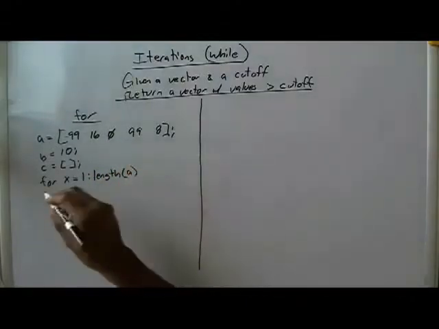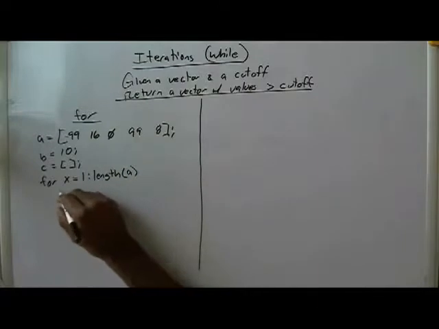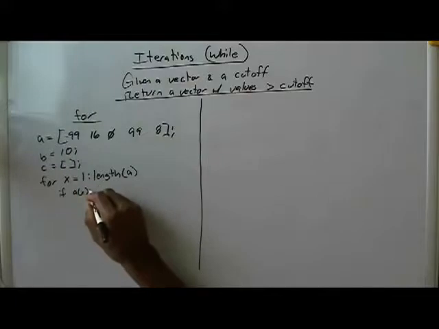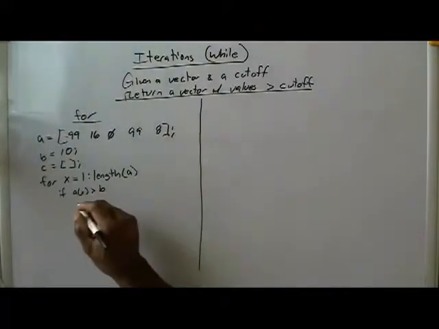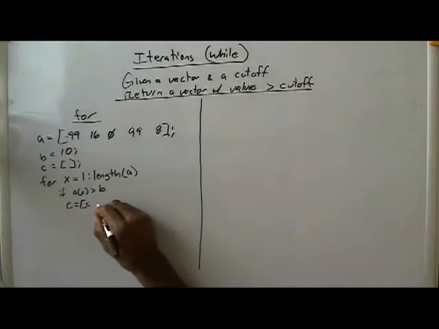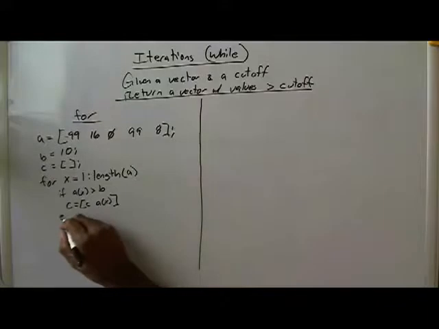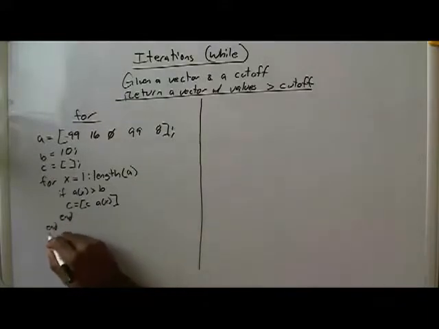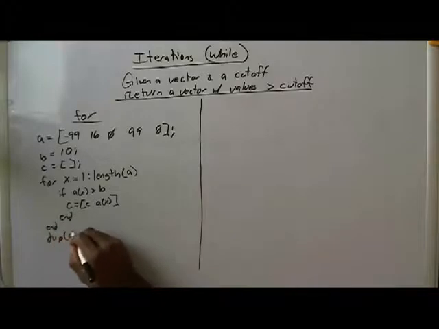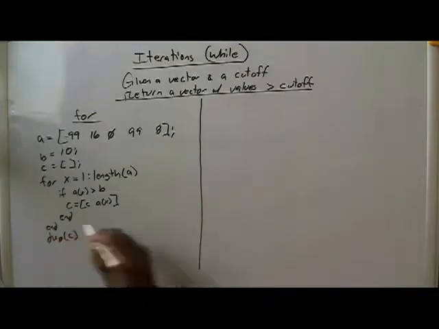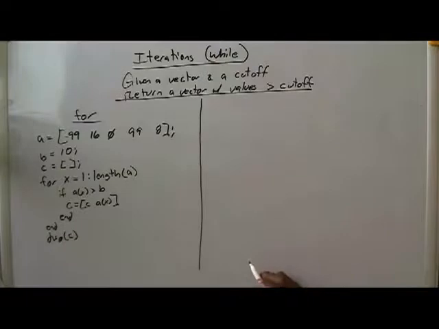So x equals 1 to the length of a, and we check here for the value if a of x is greater than b, c equals c concatenated with a indexed to x, and then we end that, and then we end, and then we display c. Once again, this is a script. Could have done a function, but I wanted to keep consistent with what we did before.